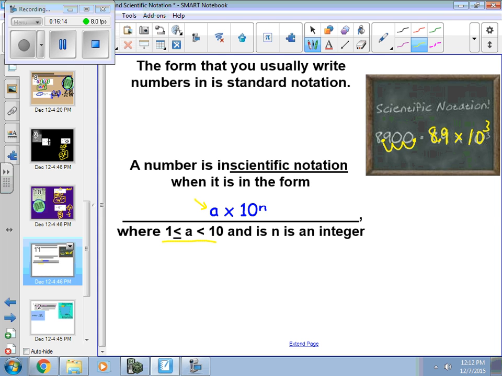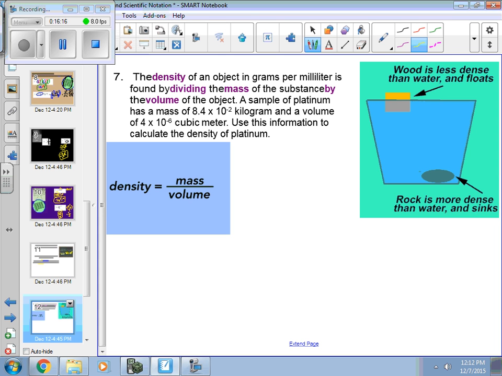All right. So oftentimes you use scientific notation when you're dealing with large or small numbers here. This problem uses it. So if we read through number 7, it says the density of an object in grams per milliliter is found by dividing the mass of a substance by the volume of the object. A sample of platinum has a mass of 8.4 times 10 to the negative 2 kilogram and a volume of 4 times 10 to the negative 6 cubic meter. Use this information to calculate the density.